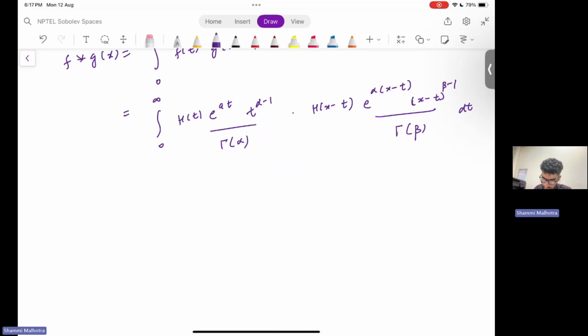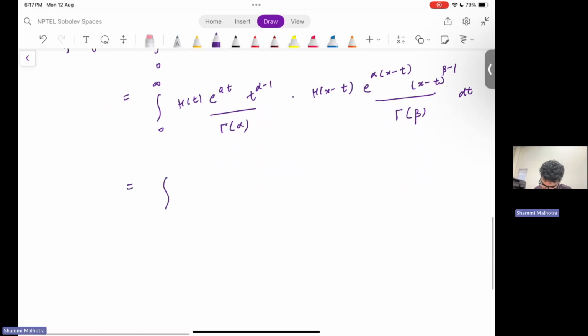So now H(t) is 1 here, t is in 0 to infinity. So already the domain of integration is 0 to infinity, as we basically have the Heaviside function to be 0 whenever t is less than 0. Now H(x minus t) is non-negative only when t is from 0 to x only. So this integration is from 0 to x.